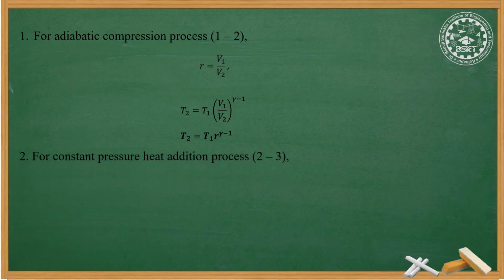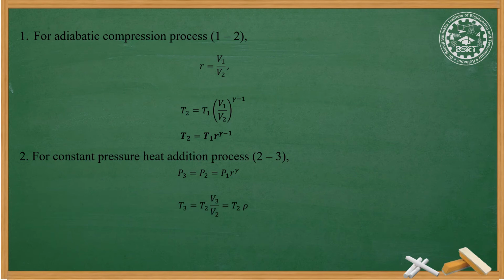Next is the constant pressure heat addition process, that is process 2 to 3. In this, we know that P3 is equal to P2, which is equal to P1 into r raised to gamma, where r stands for the compression ratio. Gamma stands for the coefficient Cp, at constant pressure, upon Cv, at constant volume.